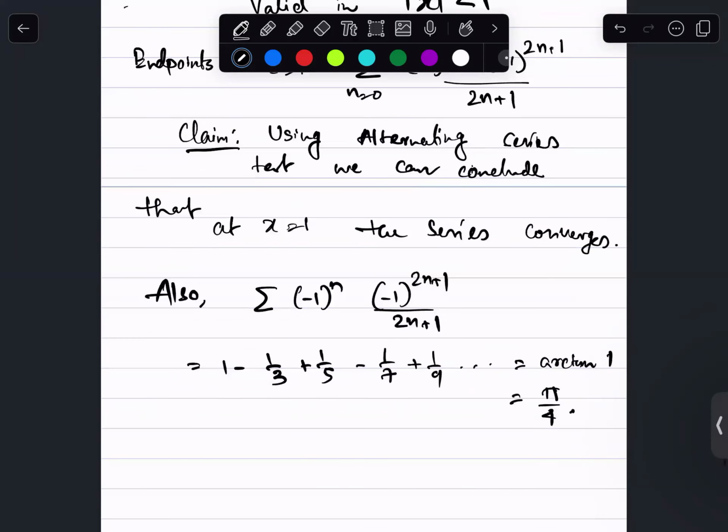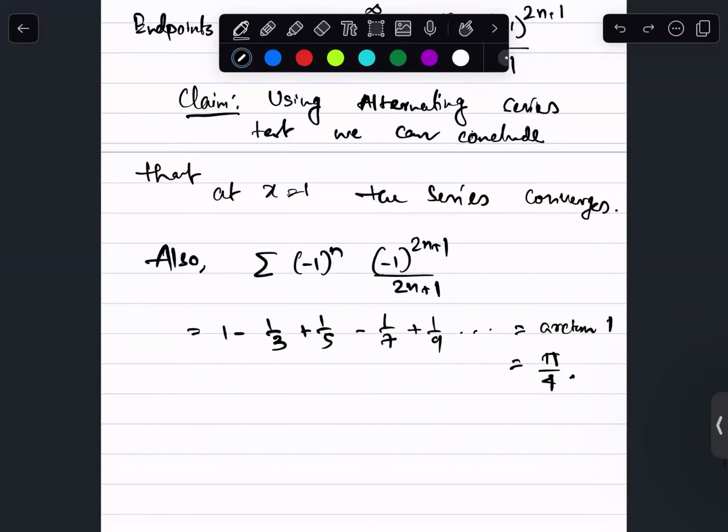So that's how we know that this weird looking sum, which is pretty hard to evaluate, this infinite sum, by using the power series and so on, we have evaluated that pi by 4 is the value of this series. So this is quite nice. And your homework is to find what about the other endpoint?